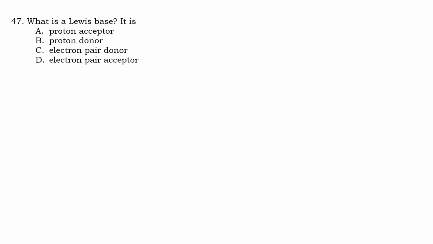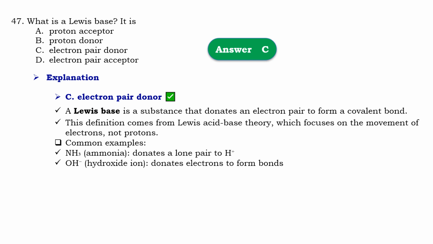Question number 47. What is a Lewis base? So a Lewis base is, so that should be C, electron pair donor. It means that a Lewis base is a substance that donates an electron pair to form a covalent bond.